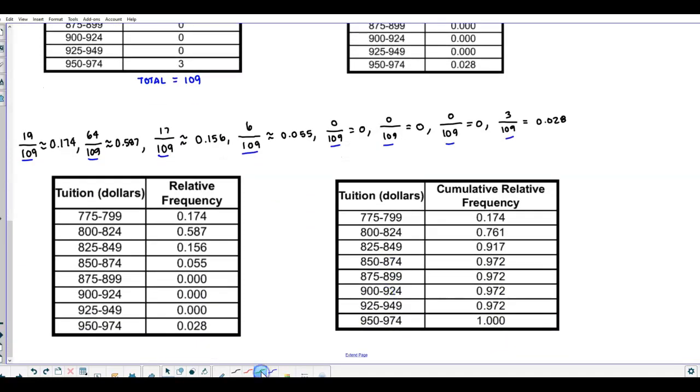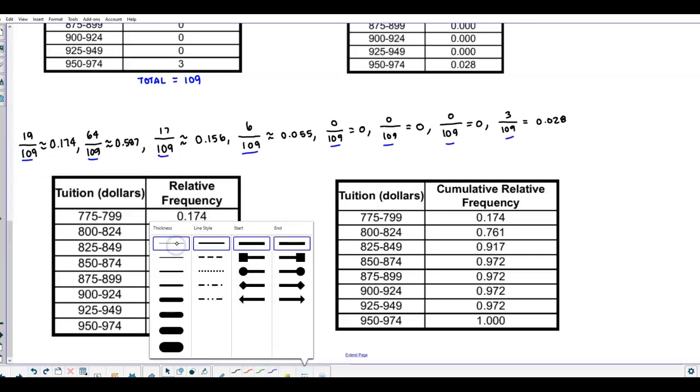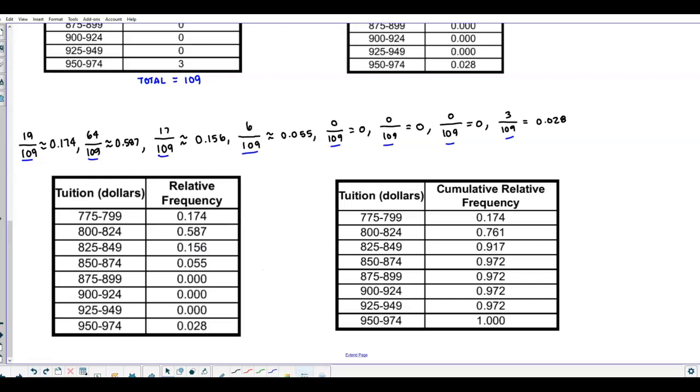We have our first number, which is 0.174, and then the next number, which is 0.587. We're going to add 0.587 to get the next number, which is 0.761. And then we're going to take 0.156 and add that to 0.761 to get 0.917.